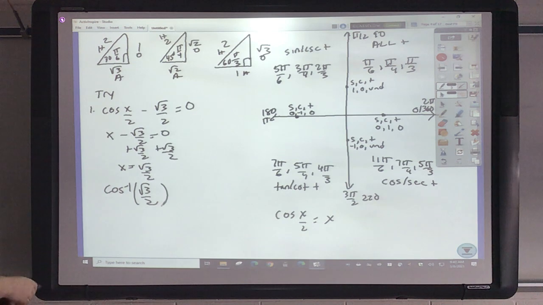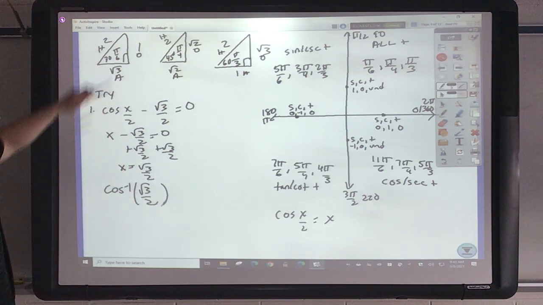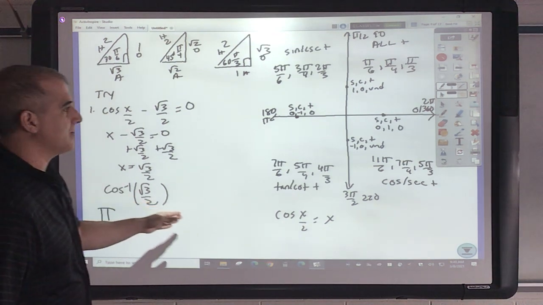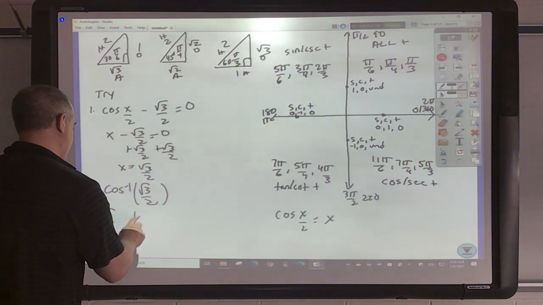All right, so I want to find where a is square root of 3 and h is 2. That would be the pi over 6 triangle. Now, since this is positive, I just have to find out where cosine is also positive. It's going to be 11 pi over 6.